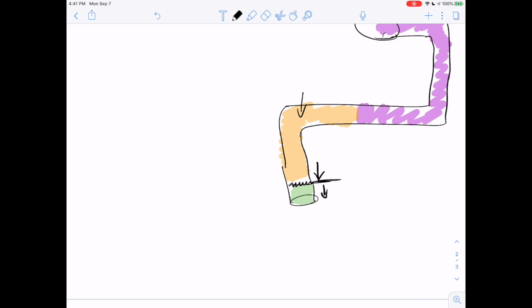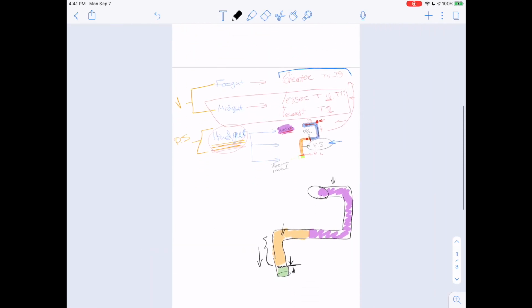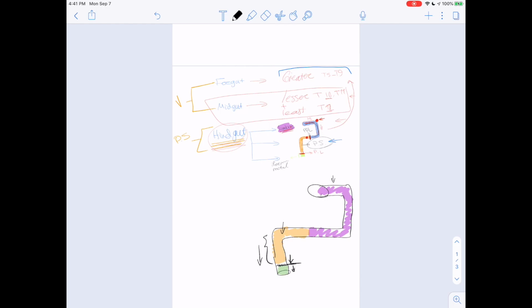Anything lower would be somatic, and we said that somatic is given by, so this is the rectum, the inferior, lower rectal, which is given by pudendal. I think I talked too much, but I hope you get it, at least this part.